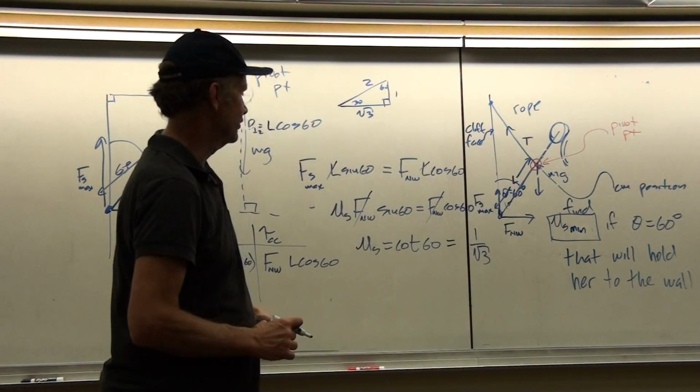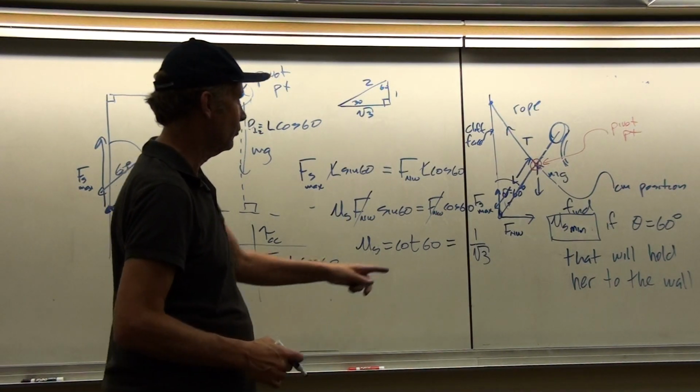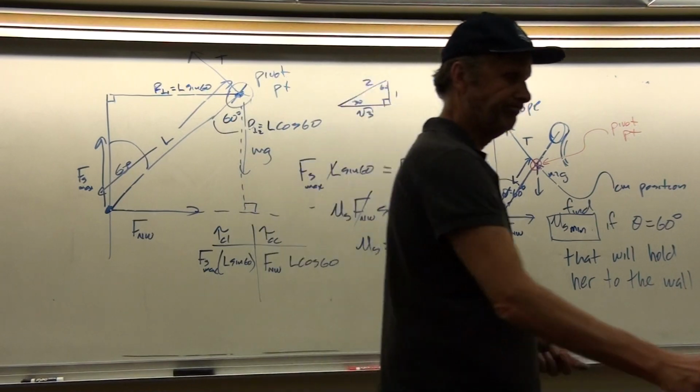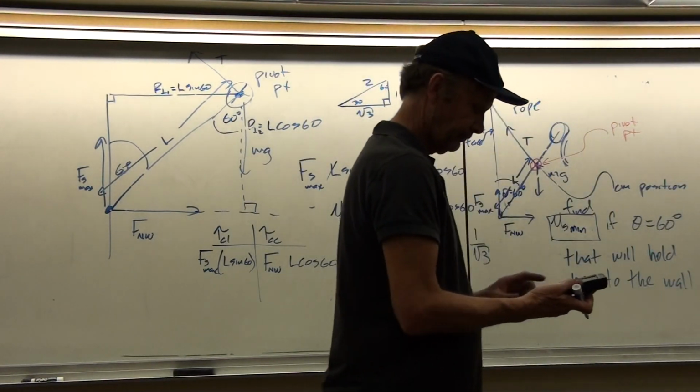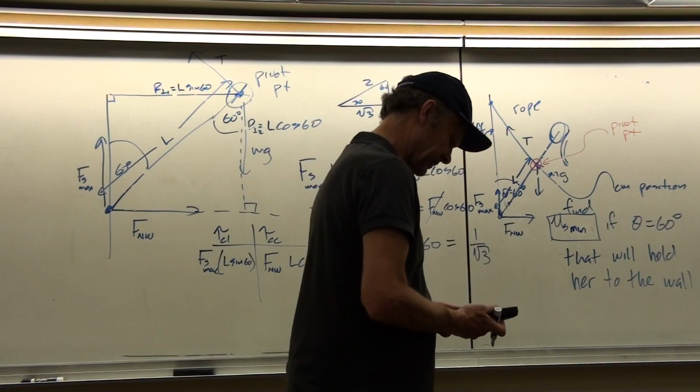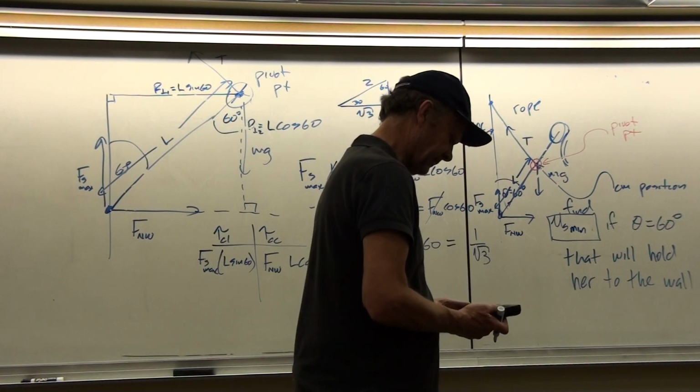And so that's our solution. Cotangent is equal to 1 divided by 1.73, which is 0.57.